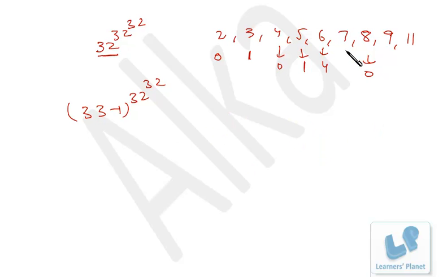Now we see from 7, 9 and 11. 32 can be written as 33 minus 1 raised to this. So 33 is a multiple of 11, so the remainder is minus 1 raised to that even number. Minus 1 raised to an even number will be 1 only. So till here the story was very simple. Now we have to make a bit of calculation for 7 and 9. Let's see what happens.